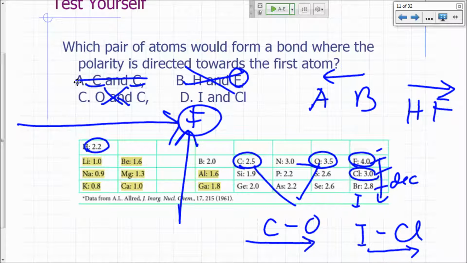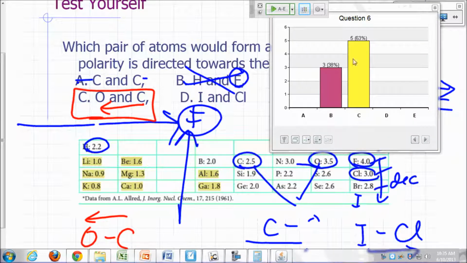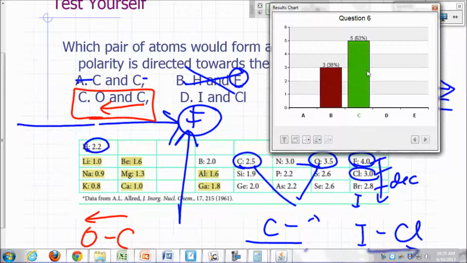So what's the answer? Oops, sorry, it's O and C. It's towards O. Okay. All right. I wrote it this way, so it's towards O. So the correct answer is C. All right, so correct answer is C. Very good.